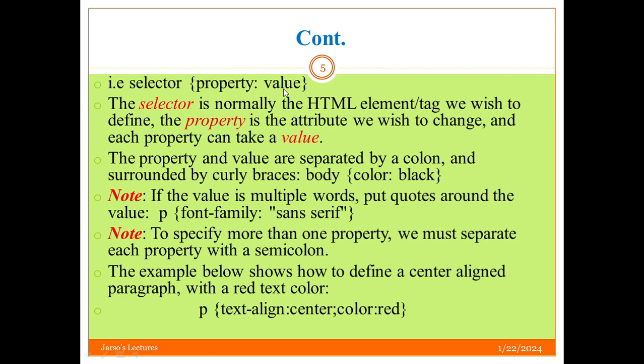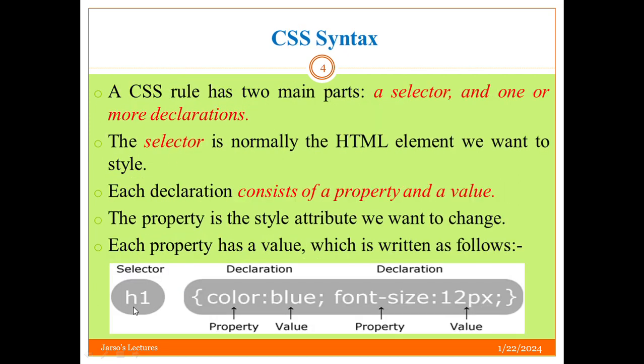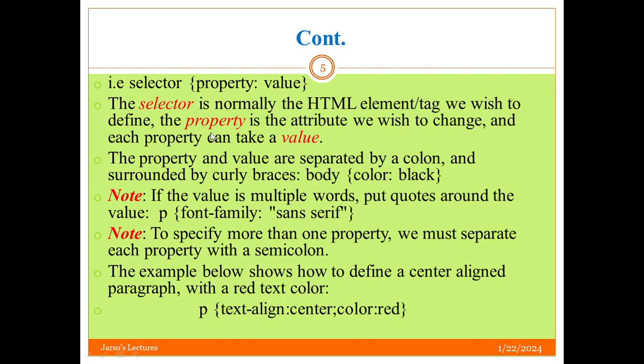As we have seen, now in diagrammatic representation, in image format, look here. The selector here is H1. Here the declaration is a property and a value. There can be 2, 3, or more declarations. The selector is a normal HTML element, as I have already said: the HTML element whose attribute we want to change or define. Properties are the attributes we wish to change, and each property has a value.